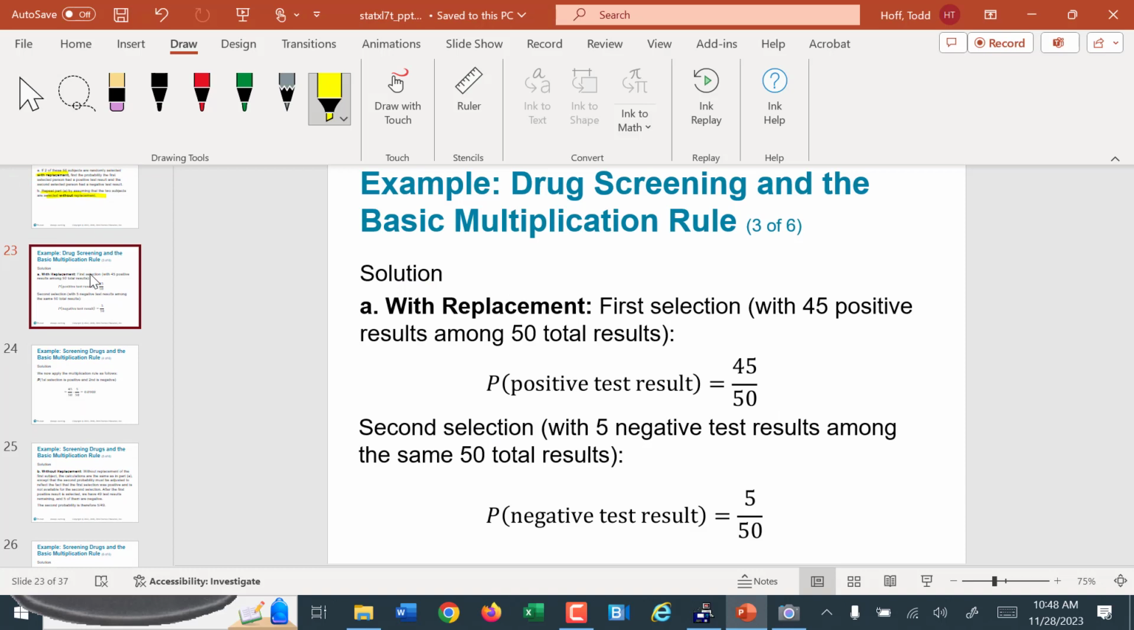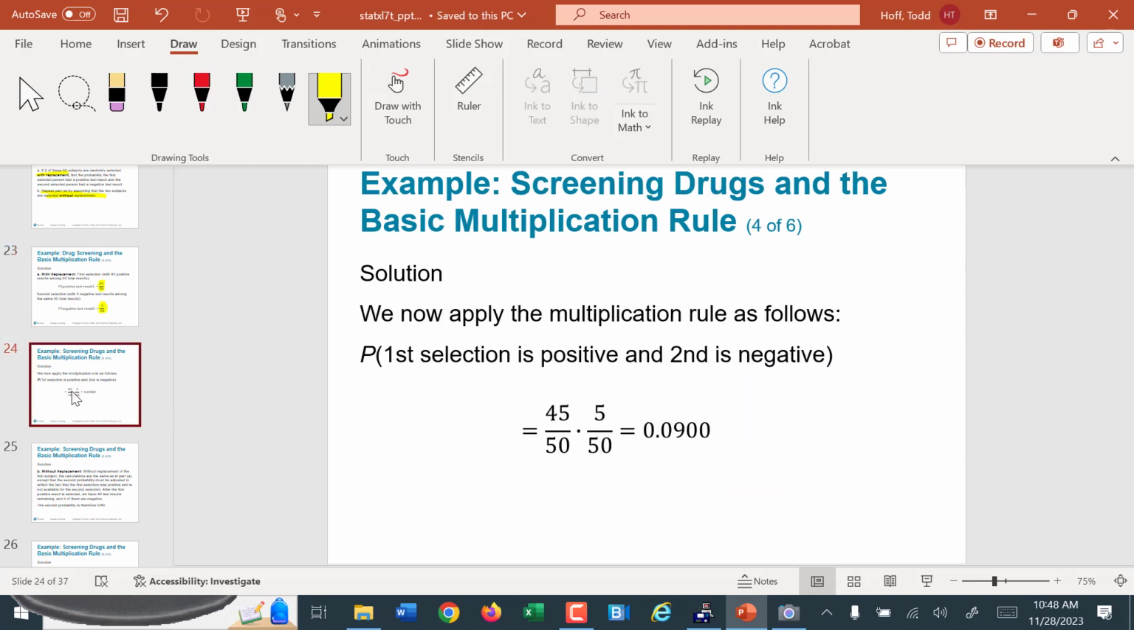So here, with replacement, we put the person back. If we randomly select the first person, there's 45 positives out of 50. We put that person back before we draw the second one. Well, there's still 45 positives out of 50. So the chance of the second one being negative is still 5 out of 50. If we had not put that person back in there, that chance would have changed to 5 out of 49, as we'll see here. So if we multiplied this, the chances of the first one being positive and the second one negative is 45 out of 50 times 5 out of 50, giving us 0.0900.